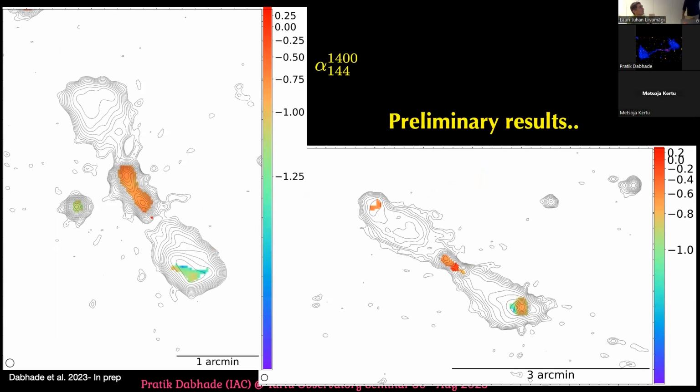So the higher frequency could only detect the inner one. The lower frequency detects the outer lobes, but the higher frequency doesn't detect the outer lobes fully. So that's why we can't make the spectral index map for those regions. So you need really deep, sensitive observations even at the higher frequency, where you can map out the source completely.